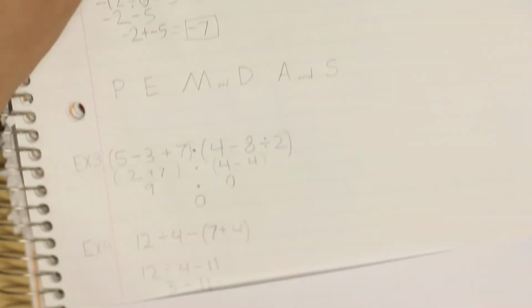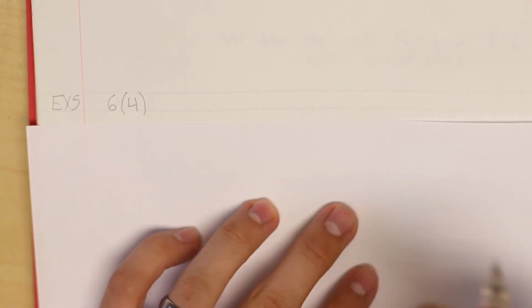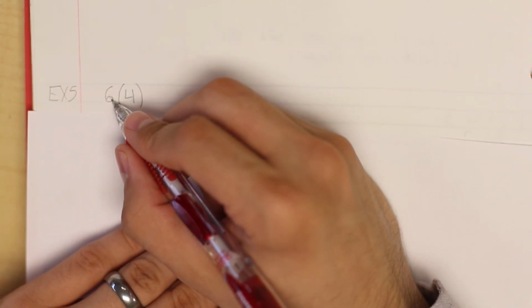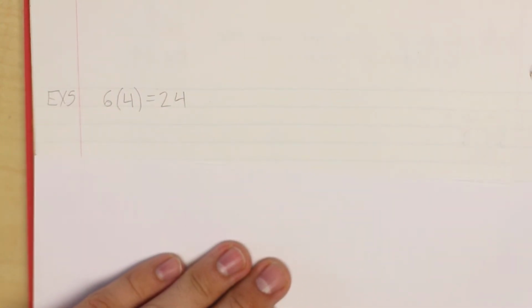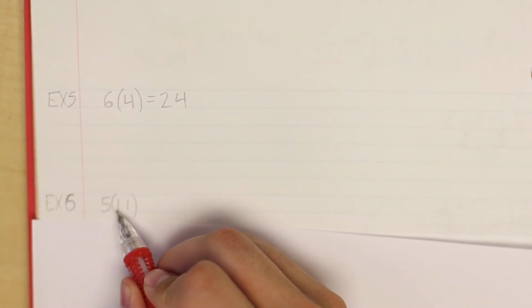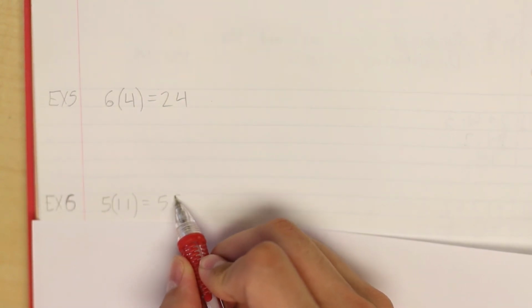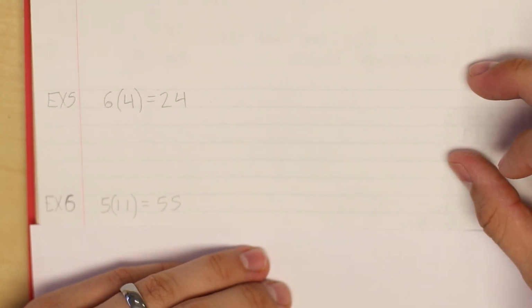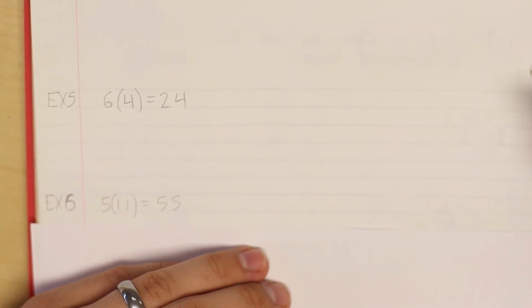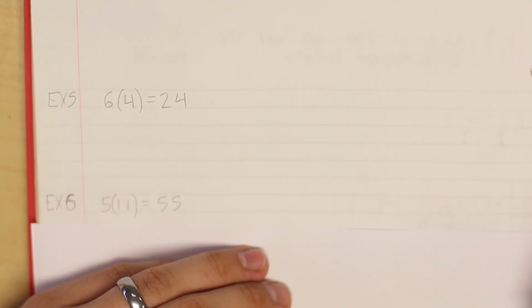All right, we need to go over one last thing, and that is the distributive property. The distributive property basically says this. It's got more to it, but we're going over the basics. If you've got a number touching a parenthesis, you multiply. 6 times 4, 24. 5 times 11, 55. And that's the distributive property. It's got more in-depth stuff to it, but we really don't need to go over the in-depth stuff yet. We'll do that later once we start introducing more algebra to our problems.